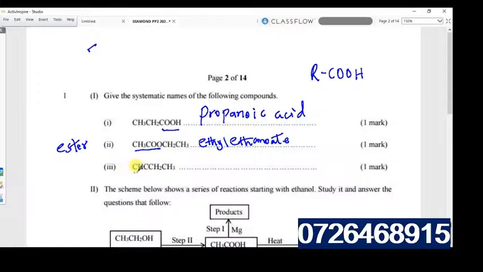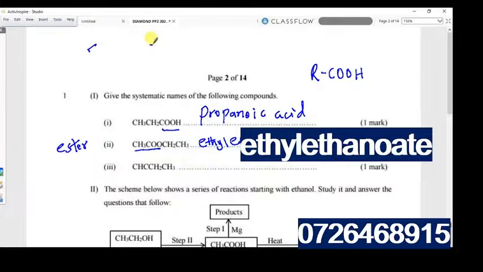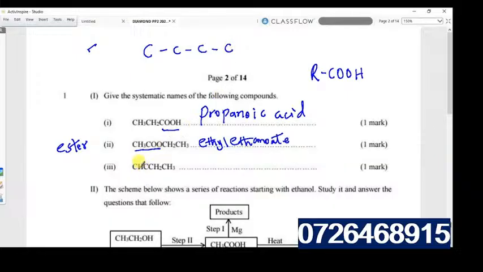Then the last one, number 3. When you look at this one, you may not tell exactly what it is. We don't know whether this is an alkane, an alkene, or an alkyne. Write the structural formula for that compound. Put the hydrogens: the first carbon has got 1 hydrogen, the fourth one has got 3. Look at this one: 1, 2, 3, 4, it's okay.